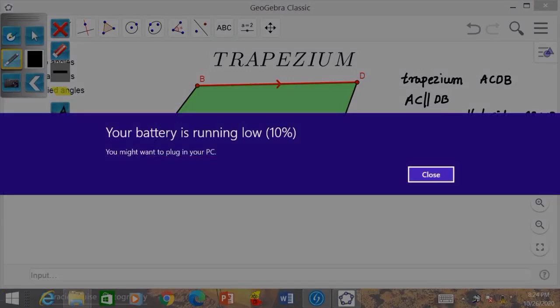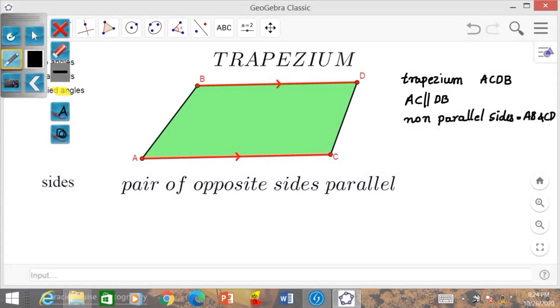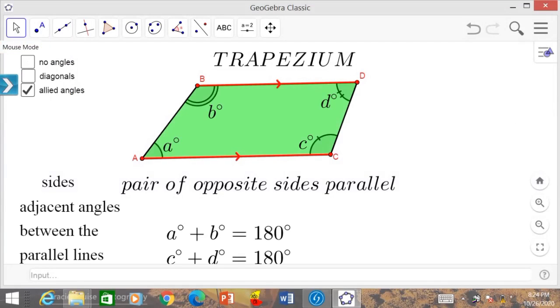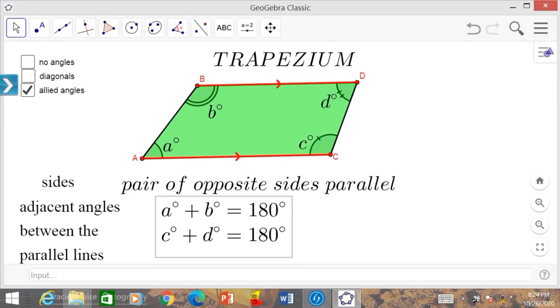So in trapezium we have one pair of opposite sides are parallel. Now look at their angles. See here, AC is parallel to DB. Look at the adjacent angles, angle A and angle B. Angle A marked as A degree and angle B, B degree, angle D, D degree and angle C, C degree.